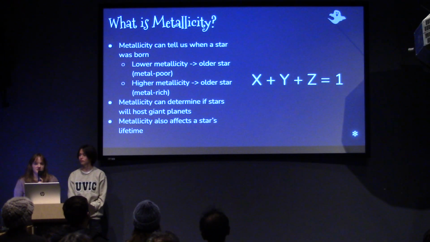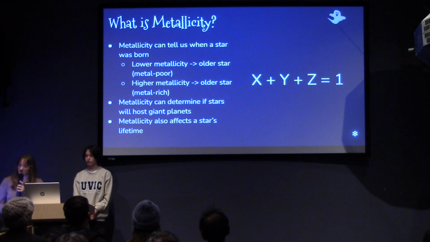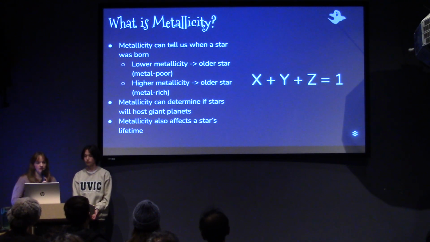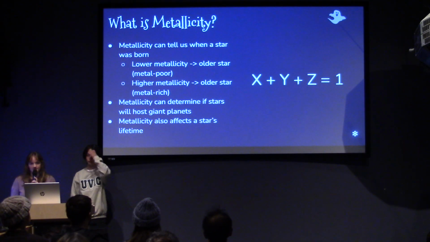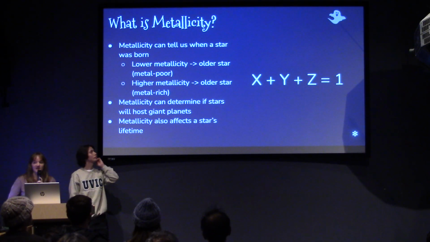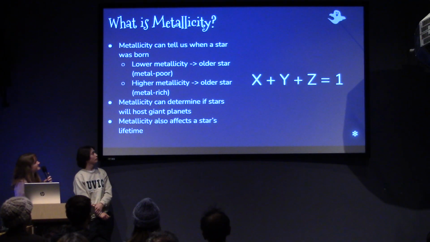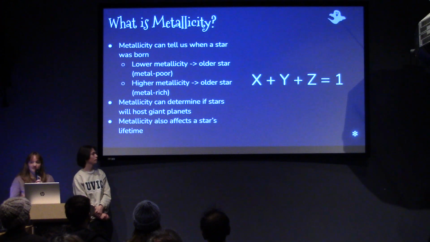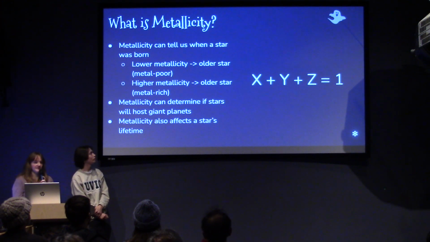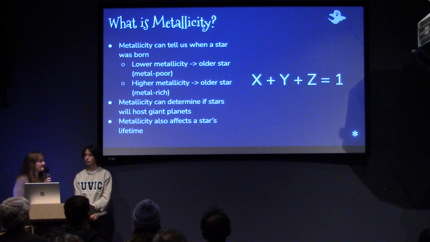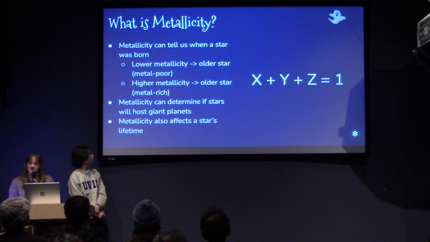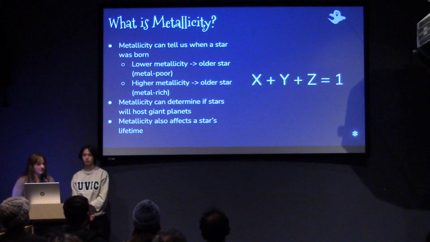And in total, they all add up together to equal 1. Metallicity is really just a measurement of how much metal is in your star. If you have a lower metallicity, typically that is an older star, we call that a metal poor star. If you have a higher metallicity, you're metal rich, and that's typically going to be a younger star. So metallicities are really important. We can determine whether or not stars are going to host planets around them. It also affects how long a star is going to live for. So this is a really important measurement.